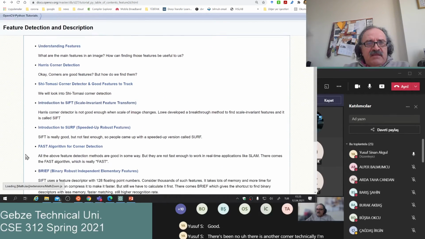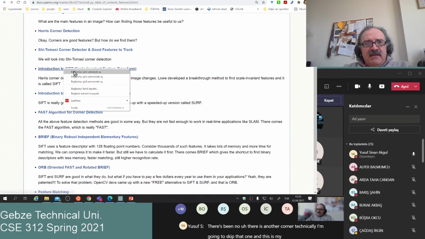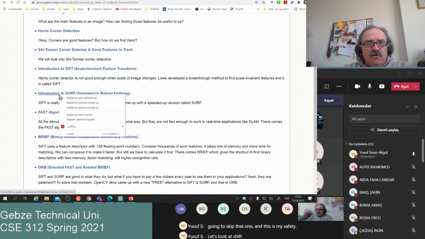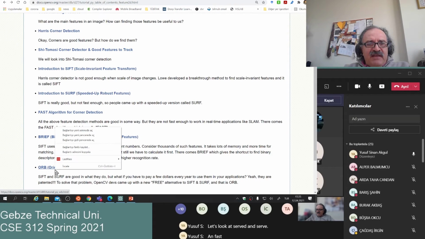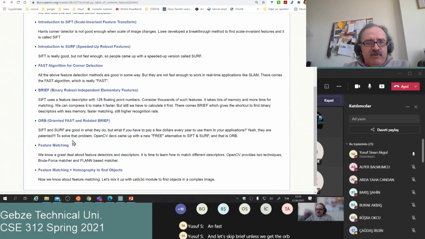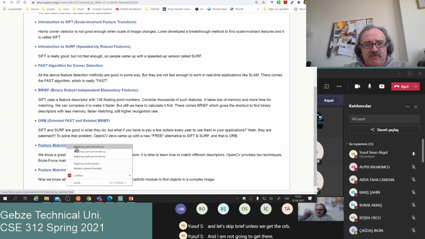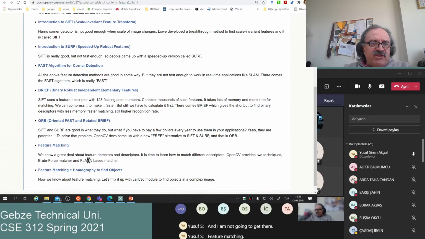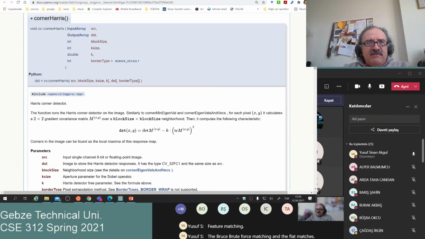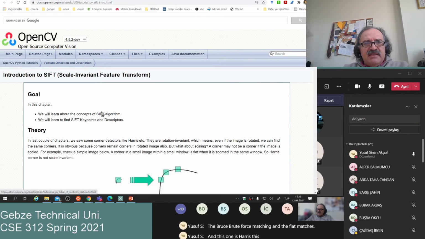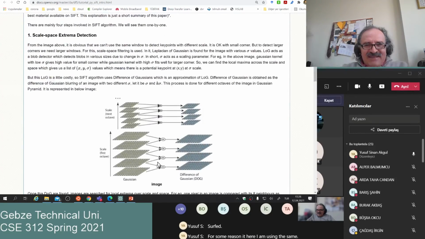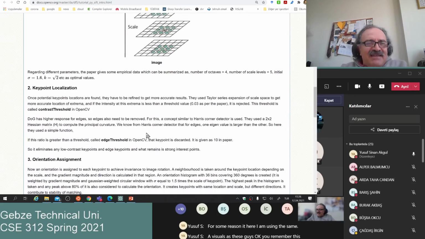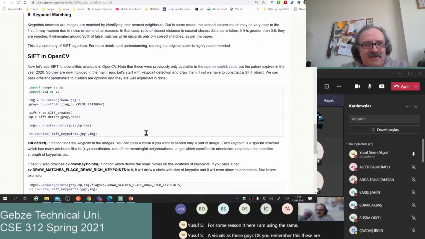There is another corner detector. I am going to skip that one, and this is my SIFT. Let's look at SIFT and SURF and FAST, and let's skip BRIEF and look at the ORB. And I am going to look at feature matching, the brute force matcher and the FLANN matcher. This one is Harris, this one is SIFT. For some reason I am using the same visuals as these guys. Okay, you remember this? These are classical figures.